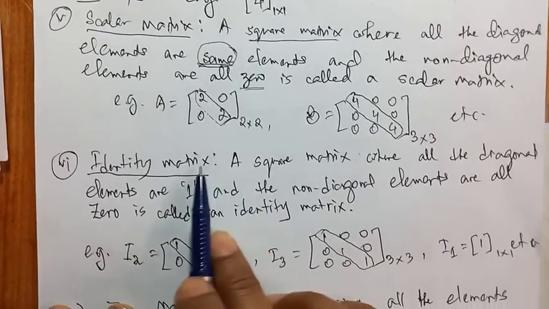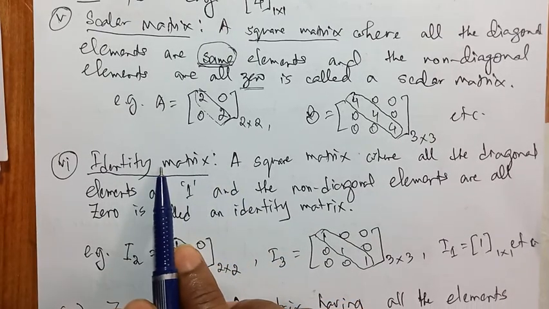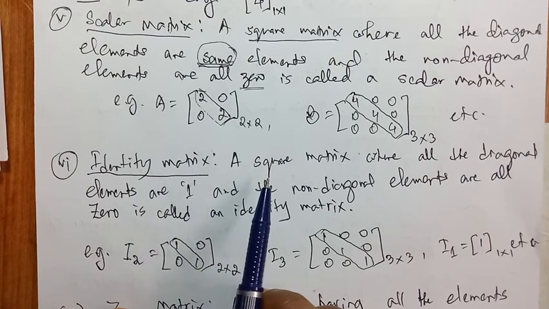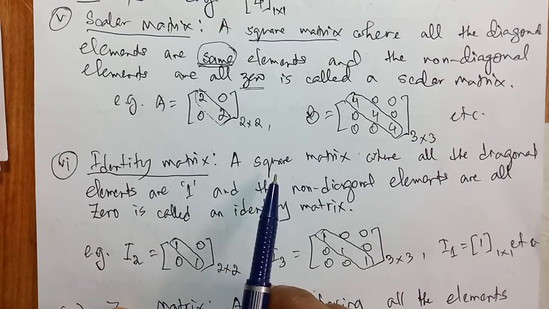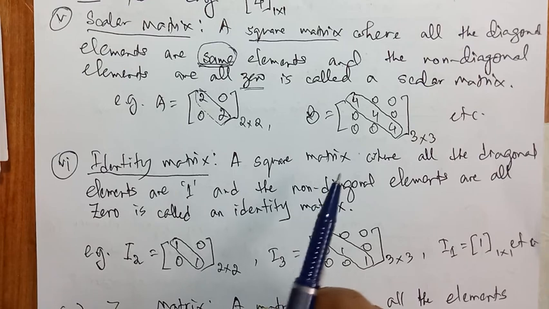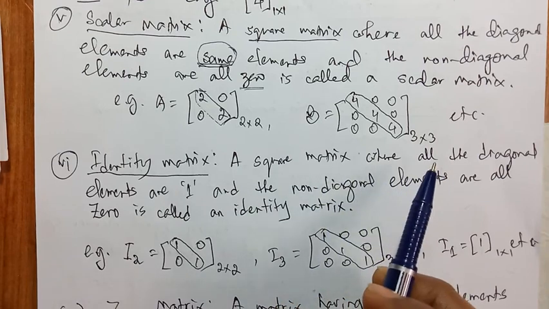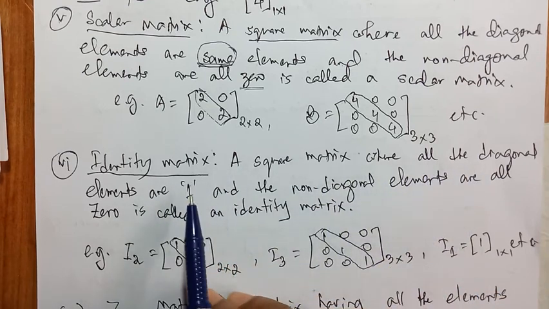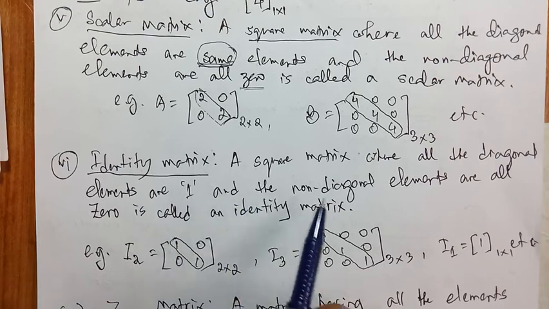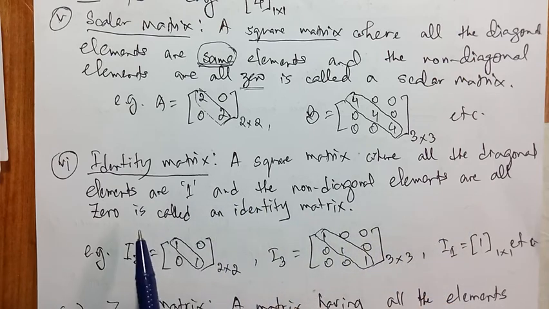Next comes your identity matrix. So an identity matrix also is a square matrix, and it can also be taken as your diagonal matrix. And the definition, you see: a square matrix where all the diagonal elements are 1. The matrix must be a square matrix and all the diagonal elements must be 1, and the non-diagonal elements are all 0. It's called an identity matrix.